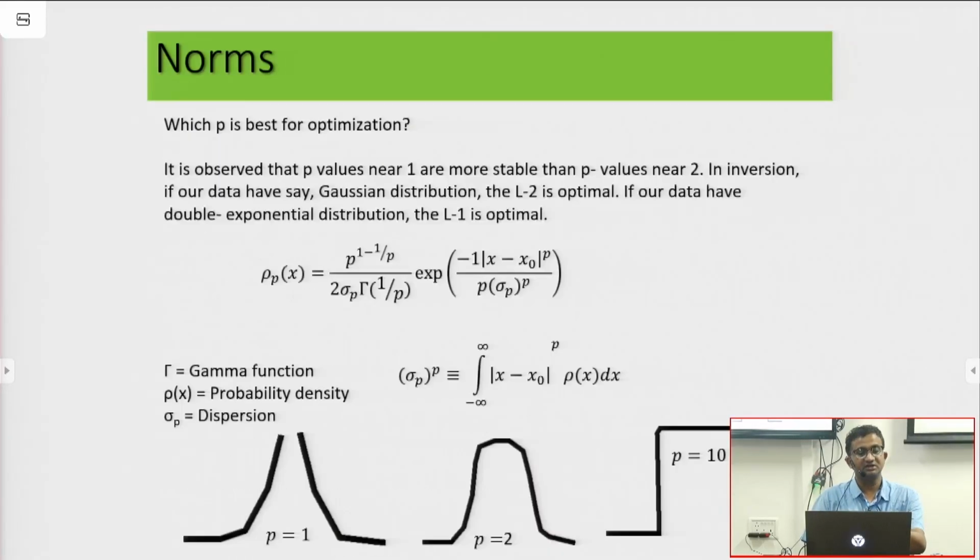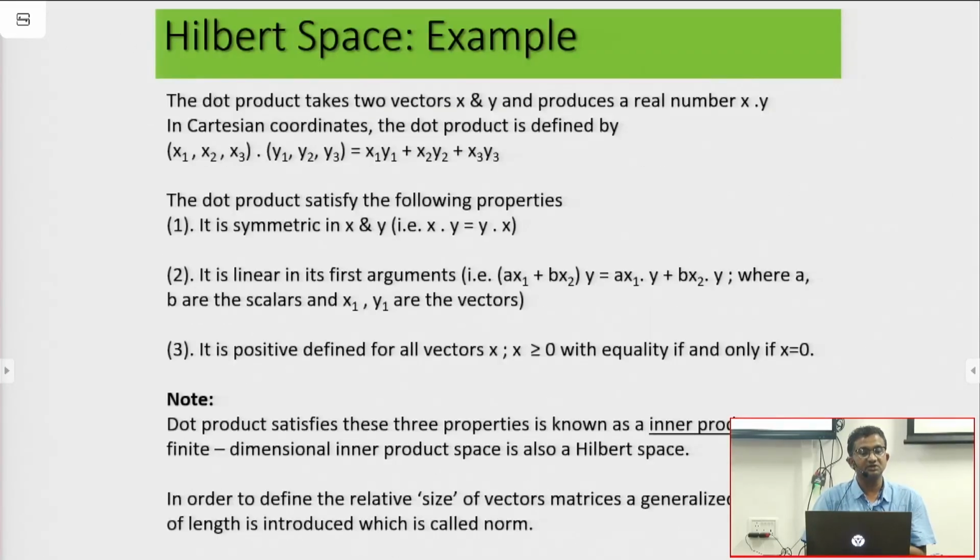The first one is that it is symmetric in x and y, so x dot y equals y dot x. This operation is obeyed. It is linear in the first argument, so a x1 plus b x2 dot y equals a x1 dot y plus b x2 dot y, where a and b are scalars, and x and y are vectors, and it is positive definite. So this dot product satisfies three properties known as the inner product. This is specifically useful for your Hilbert space domain definition.